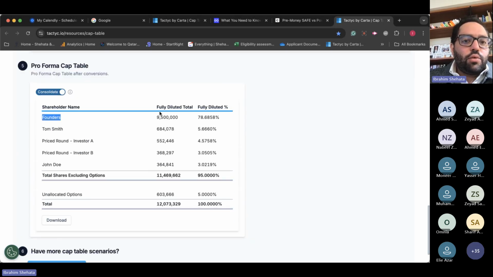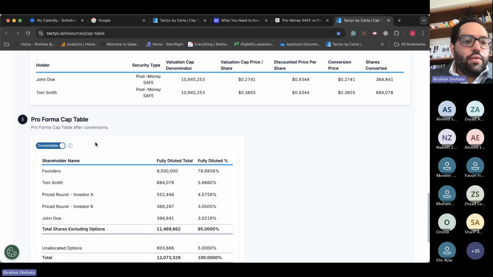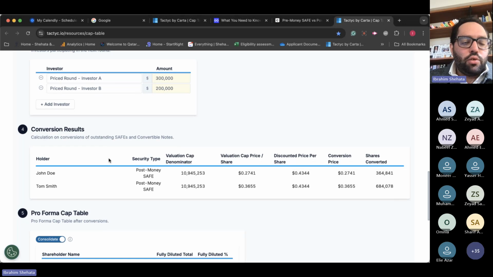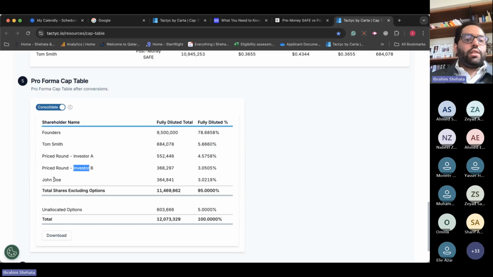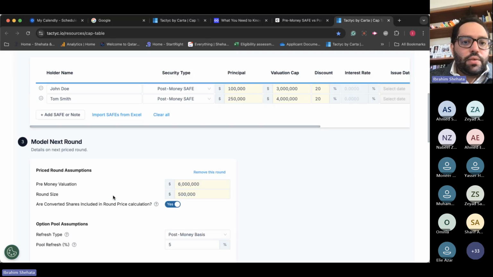So here you have founders, they were 95%, they became 78%. Thomas Smith, who is one of the SAFE holders, will have 5.6% for $25,000. Investor A, who paid $300,000, will have less percentage than Thomas Smith. So more money, but less percentage because he invested at a later stage. Investor B will have like 3.05%, which is also similar to John Doe, although Investor B paid $200,000 and John Doe paid $100,000. And here with the options, you will see that they pool together.